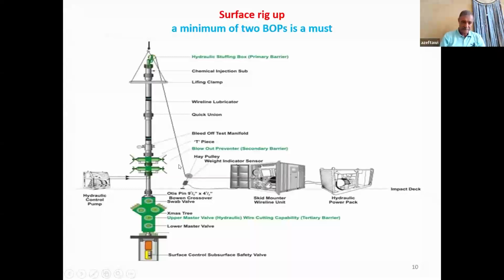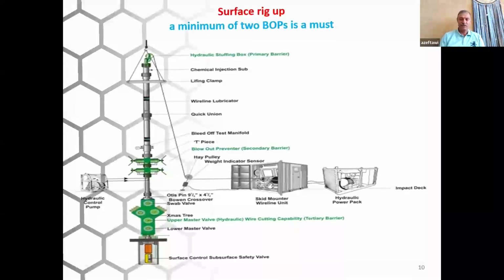If you look at this angle here, this angle has to be 90 degrees, so the weight indicator will give you a correct weight of your tools downhole. If the angle is not 90, the weight you are getting is not accurate. If the angle is 90, the weight is correct. If the angle is more than 90, the weight you are reading is less than the actual, and vice versa.